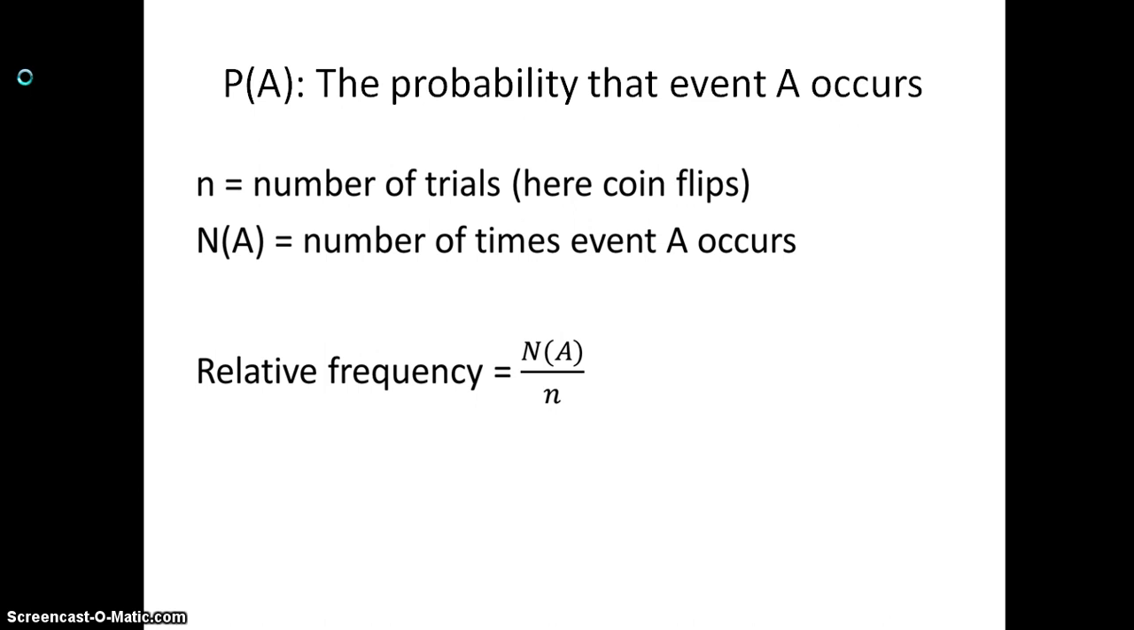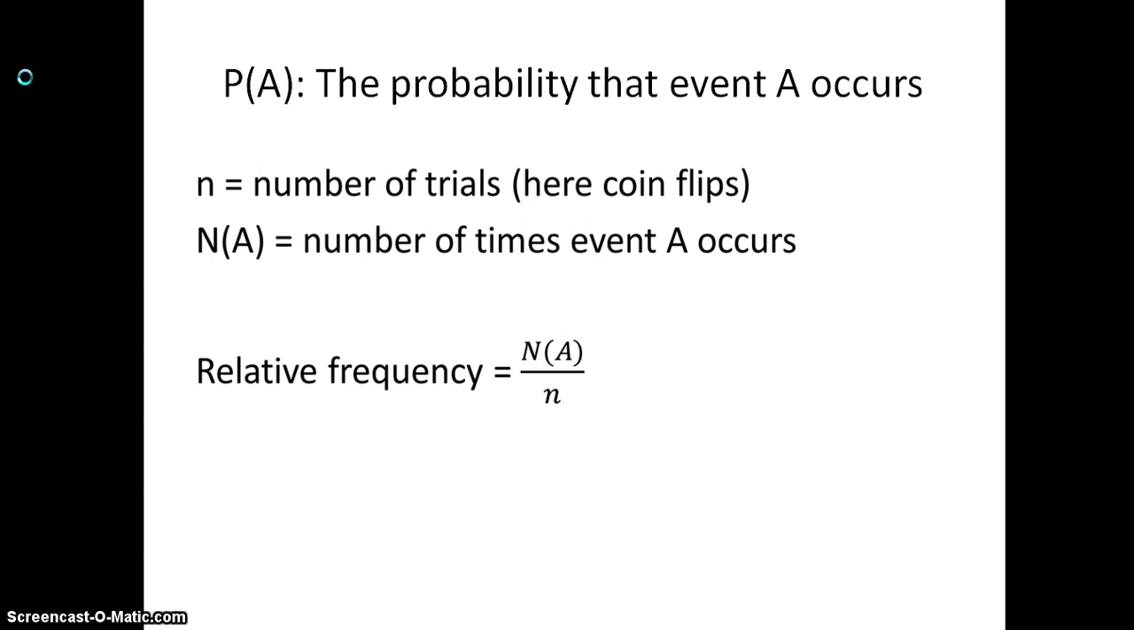One way that we develop the idea of probability is by considering repeating the random experiment of flipping a coin, and we let A be the event that we get heads. If we call the number of flips n, and the number of times that A occurs n of A, then we can calculate the relative frequency of event A occurring by taking n of A and dividing by n. This is just the proportion of times that we get heads in our coin flips.